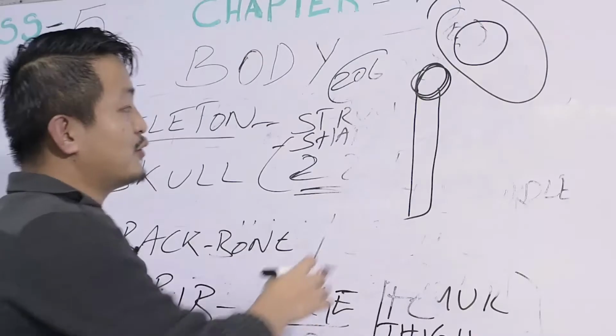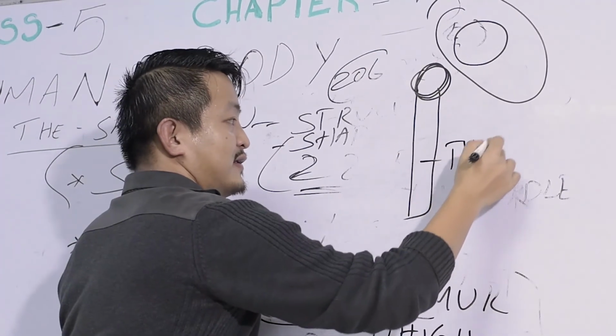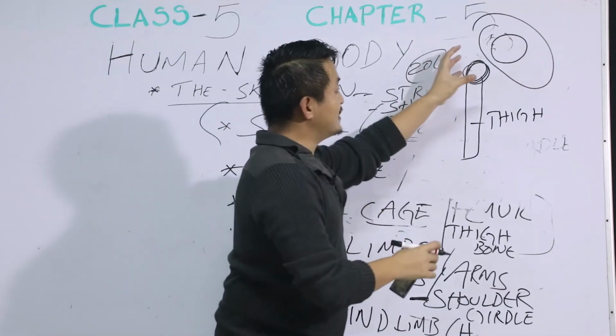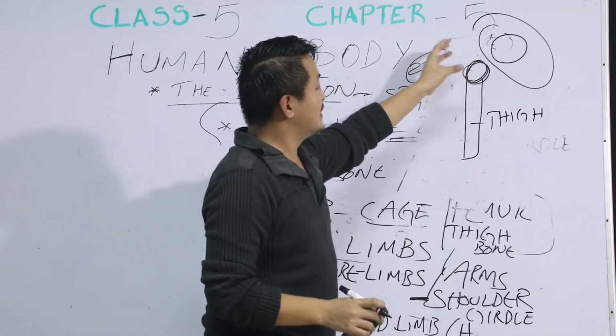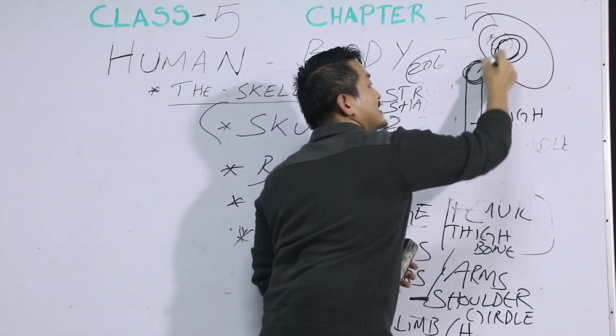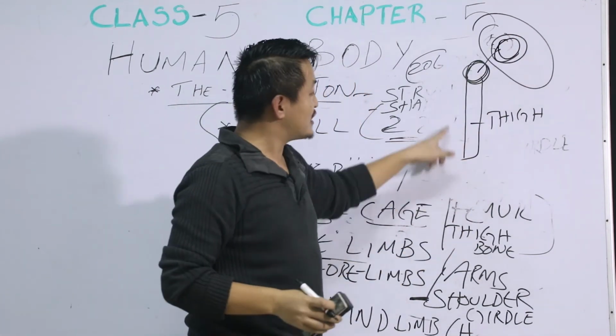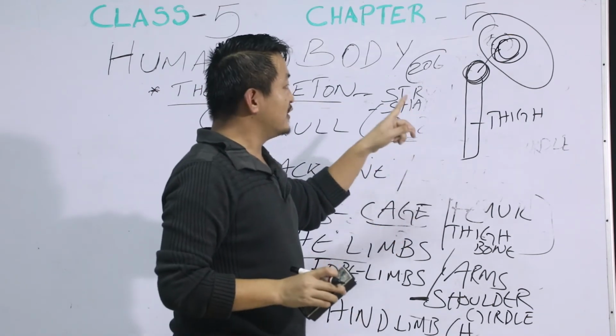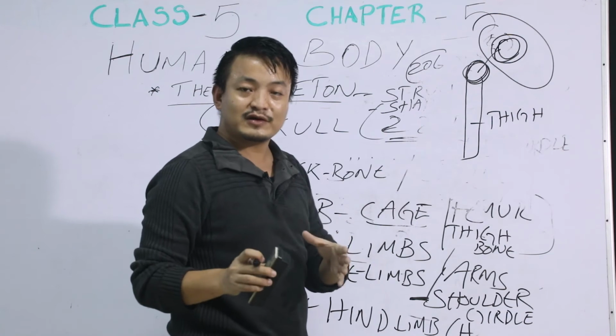Now this is our thigh, and our thigh ends in the form of a ball. So if I want to fit this ball in the socket, then I'll fit it like this here. Then our thigh will be movable. So you can refer to your textbook for a diagram.